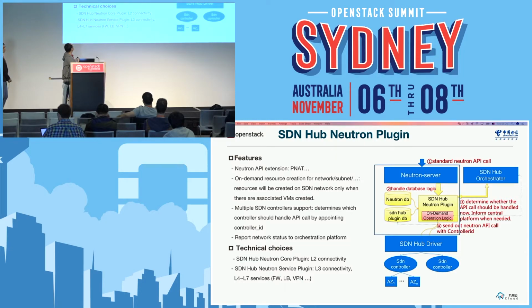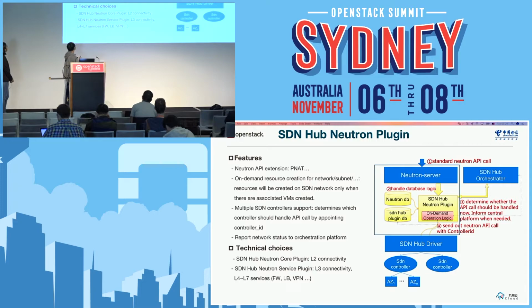the Neutron plugin will have the on-demand resource creation. For example, if the CMP requests to create the Neutron network, after the Neutron plugin receives the commands from the SDN orchestrator, it will not immediately deliver the commands down to the SDN Hub driver until a virtual machine is created on the related network. That is our on-demand resource creation feature.